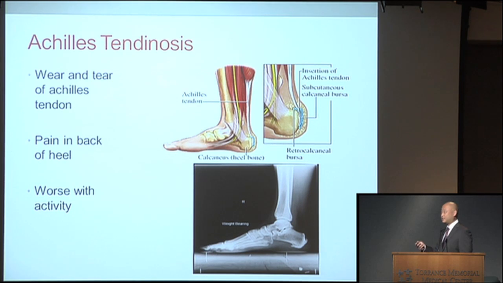And what this is, it's kind of like a wear and tear of the Achilles tendon. We talk about holding a rubber band really tight, and eventually something kind of fatigues and fails. And that's what happens when you have a tight calf muscle and it's not allowed to stretch out. You get problems with your Achilles tendon because it's too tight.